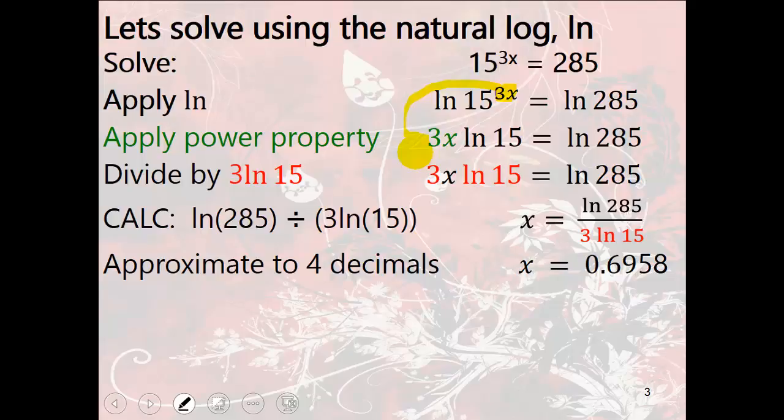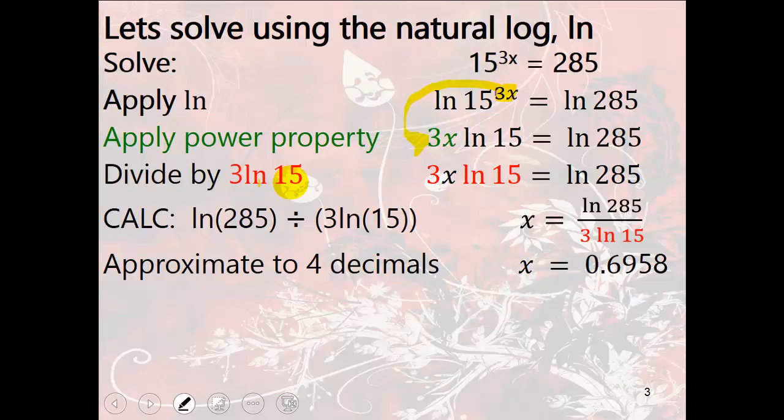Okay? So remember, just like that was log base 10, the 3 is being multiplied by the x, which is being multiplied by the natural log base e of 15. That natural log base e of 15 is just a number. So I can divide both sides by 3 times the natural log of 15. They're just numbers, okay?